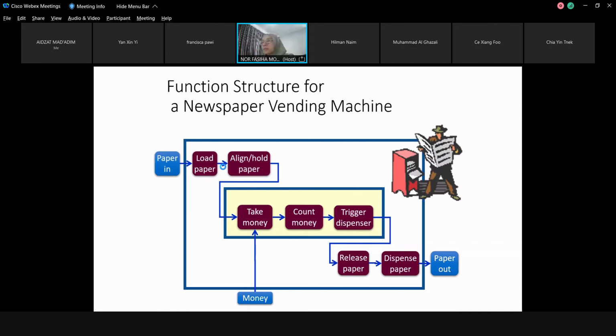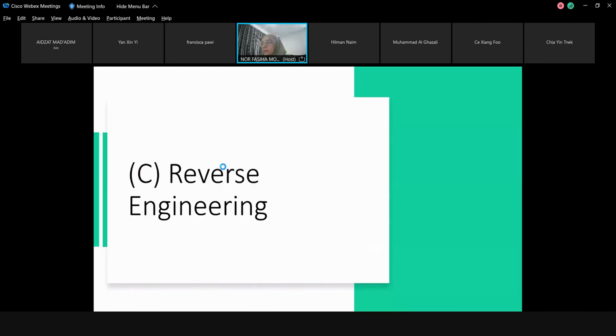Okay, next. Reverse engineering. Reverse engineering is a process that you report in a document, and we call it reverse engineering. However, it is related to the product association and the function decomposition as well.